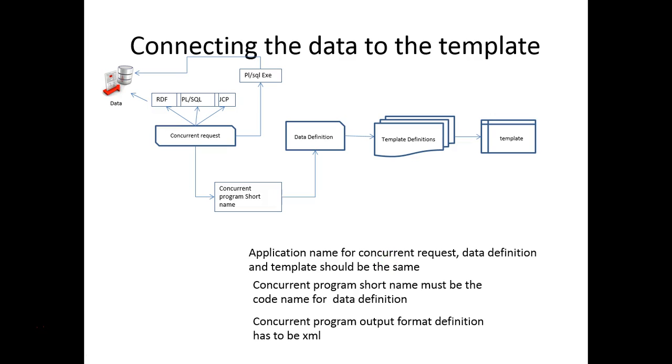Let's go back to the basics. Let's start with connecting the data through the template. The data is extracted from your source using the concurrent request. The concurrent request can be tied to an RDF, a PL/SQL, or a Java concurrent program. The concurrent request is then tied to the data definition, and then the data definition is tied to the template. The output processor takes care of merging the output from the concurrent program to the template.